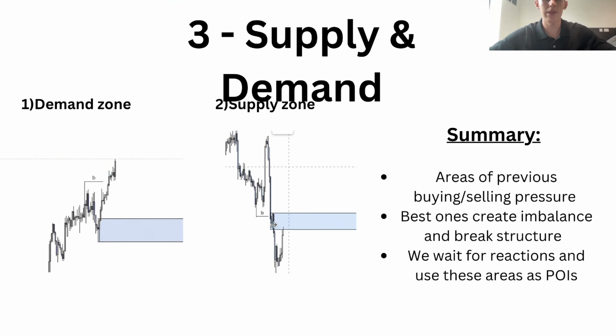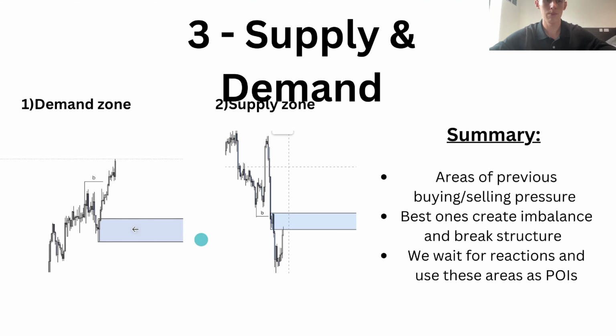Supply zones, same thing, is an area where we see a lot of previous sellers come into the market. How I identify this as well is a bullish candle, which is preceded by a series of bearish candles which create imbalance. So we can basically see that the market came up, and then after that small move up, we get this huge sell-off. So our supply zone is this bullish candle right here.